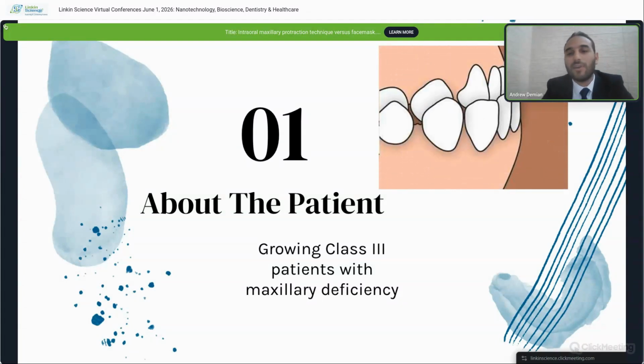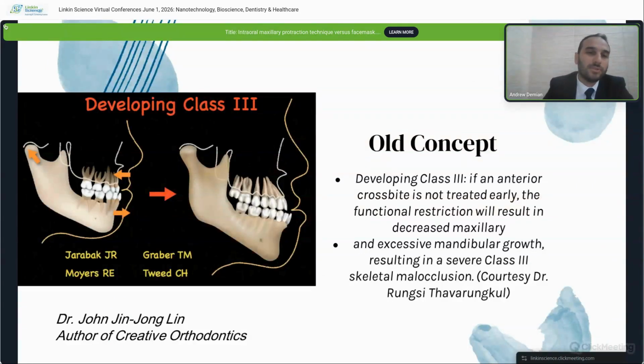There is a very old concept that when patients are in class 3 and we leave them in such a situation, the condition usually worsens. They were thinking that because mandibular growth usually exceeds maxillary growth, this usually happens with time. That's why there was an old concept that we have to interrupt this problem extremely early and try to correct it extremely early.